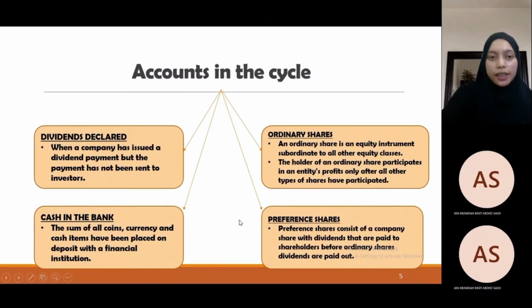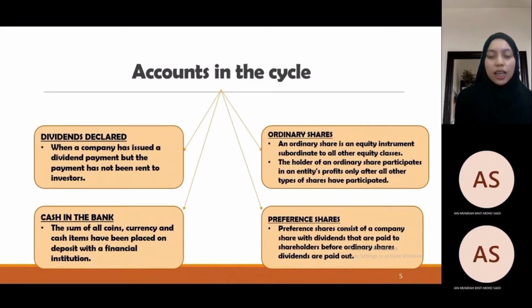For ordinary share, an ordinary share is an equity instrument subordinate to all other equity classes. The holder of an ordinary share participates in an entity's profit only after all other types of share have participated. The owner of the ordinary share can vote on a variety of corporate matters, such as election of board members and whether the business should be sold.